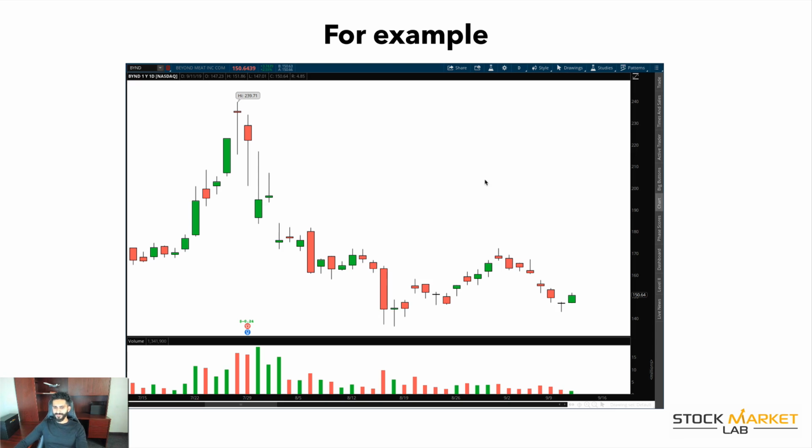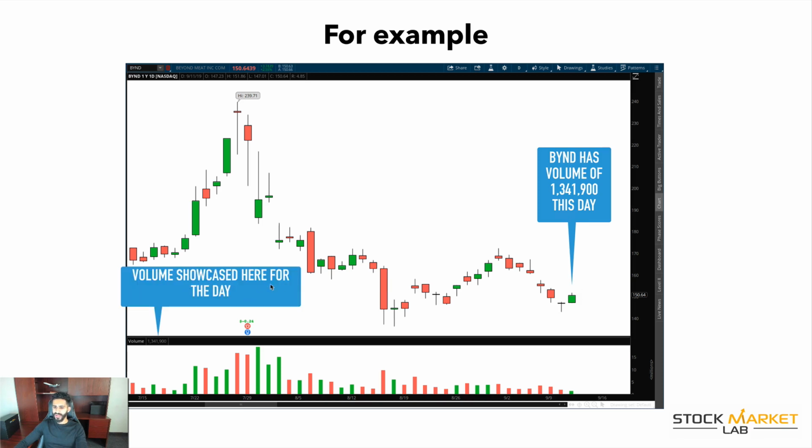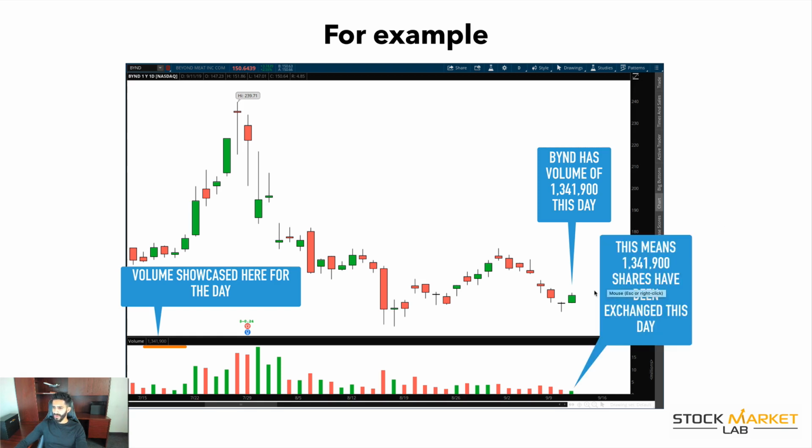For example, let's say we look at stock BYND. On this day, BYND has a volume of 1.3 million shares. Exactly 1,341,900 shares were traded this day. Volume is showcased here for the day. So if you look right here, you can see the volume for that day. If I go over this day, it'll tell me what the volume was that day, and so on. Now, if I go here, this means that 1.3 million shares have been exchanged this day.